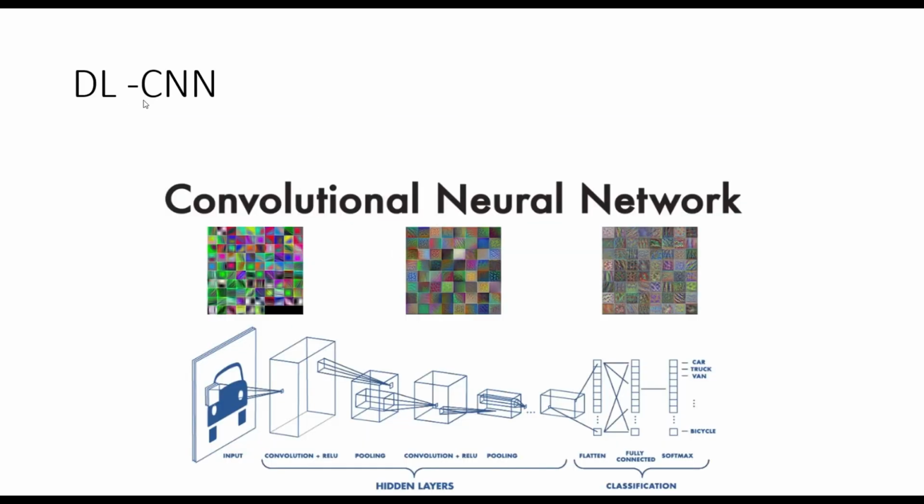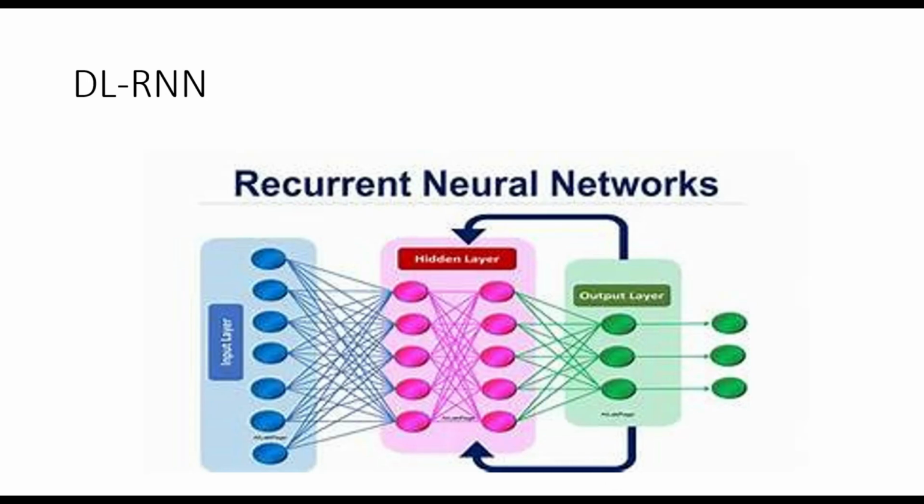Coming to deep learning, the convolutional neural network classifies images and works on images under deep learning. This is a separate category. The second category in deep learning is the recurrent neural network, which works on text, which is natural language processing.